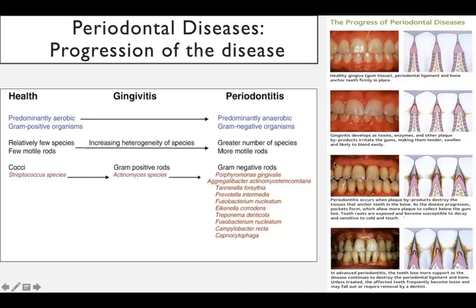So you can see the details here, as we have discussed previously. These are some bacteria involved in gingivitis, most importantly cocci and actinomyces, which are gram-positive bacteria, and in periodontitis, gram-negative bacteria. So in gingivitis, gram-positive bacteria have more role; in periodontitis, gram-negative bacteria have more role. And periodontitis is predominantly caused by anaerobic gram-negative organisms.